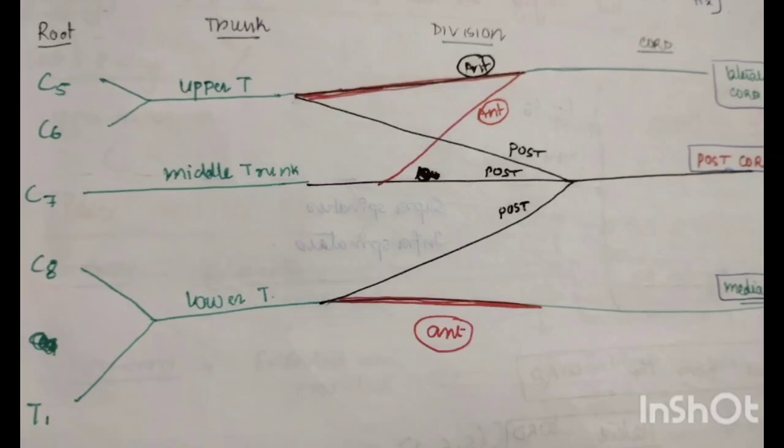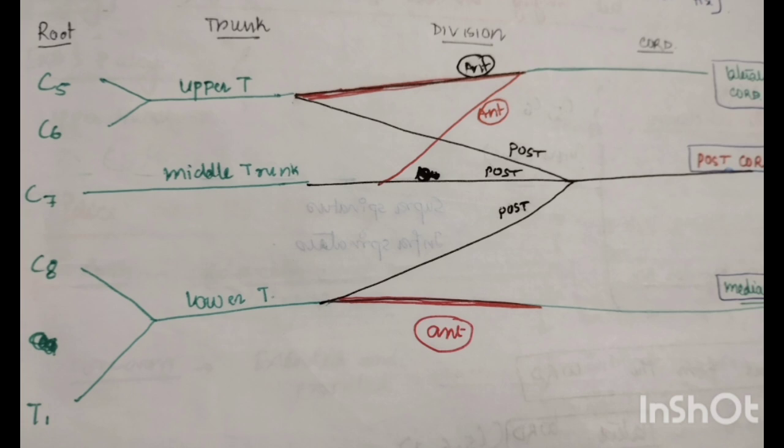Second topic I read today is brachial plexus. Brachial plexus is formed from ventral rami of C5 to T1. If C4 is involved, then it is called prefixed. If T2 is involved, then it is called postfixed.